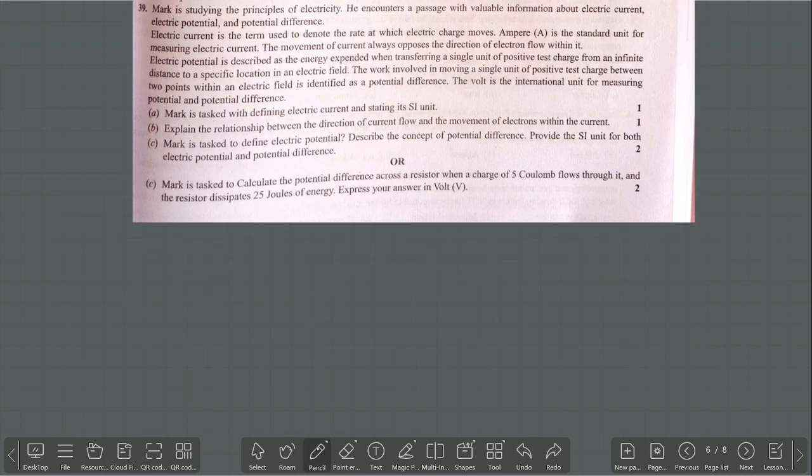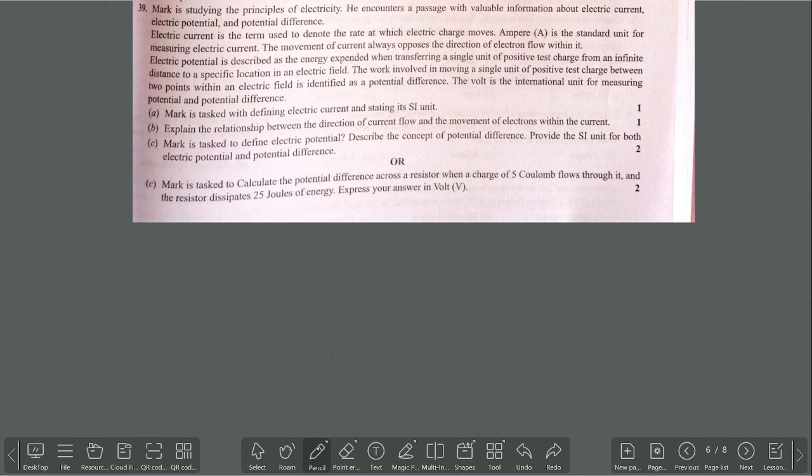So read the question. Mark is studying the principle of electricity. He encounters a passage with valuable information about the electric current, electric potential and potential difference. Electric current is a term used to denote the rate at which the charges move. Ampere is a standard unit of measuring the electric current. The movement of charge always opposes the direction of the electron flow.